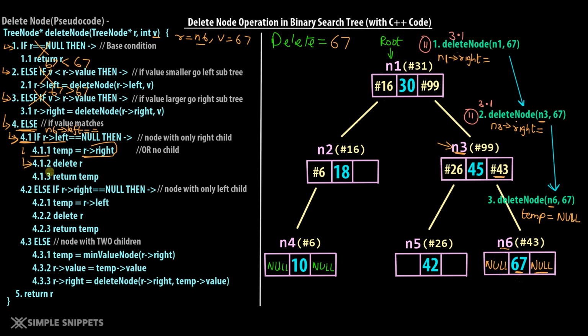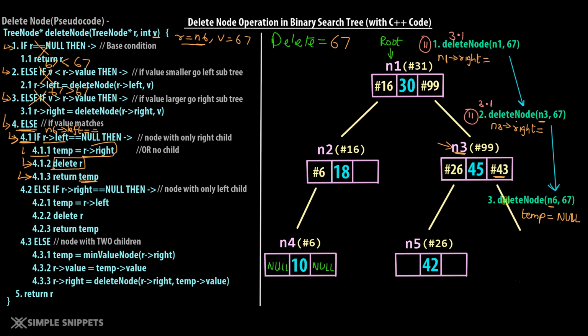Okay. Then we will say delete r. R is n6. We want to delete n6. So now I will completely erase n6. Okay. I've erased n6. And now at step number 4.1.3, I'm saying return temp. Temp we just said is having a value of null, and we are saying return temp. When we say return temp, this statement will stop the functioning of this third delete node and it will be returned back to the calling function.